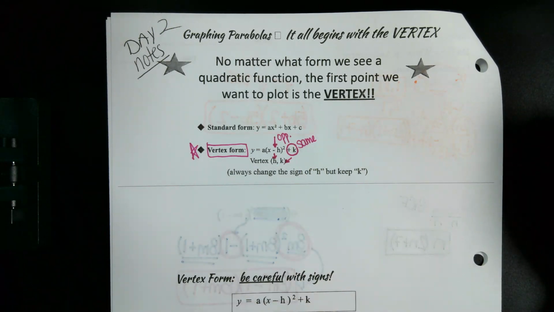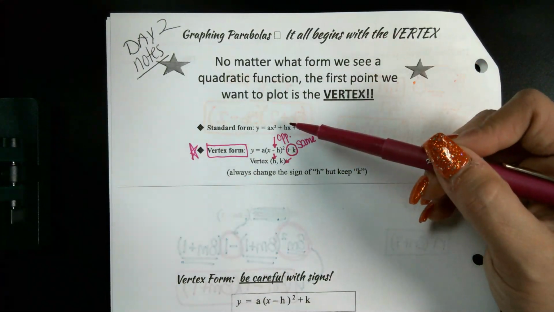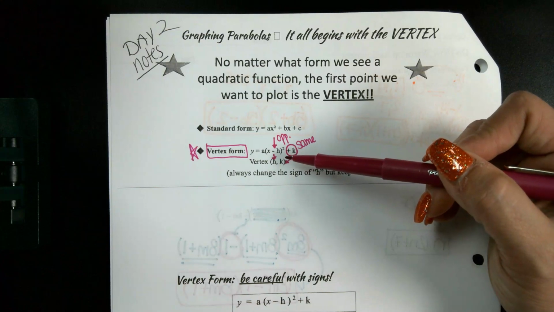Once you know your vertex, then the rest of the problem, like I said, we'll go through it. You'll just plot 3 points and mirror them to the other side. That's why the axis of symmetry that I talked about yesterday is so important, because it helps split it in half. Standard form will have to be done a little differently, because standard form does not give you the vertex. You have to find it yourself.